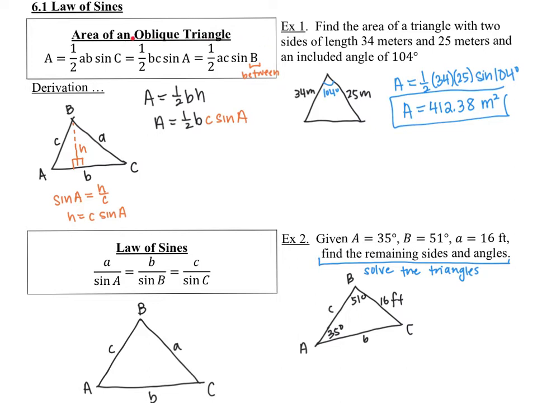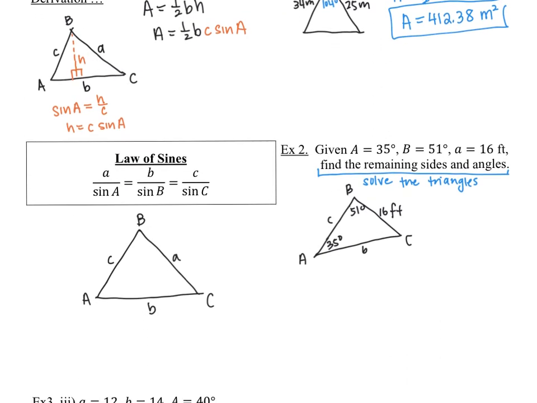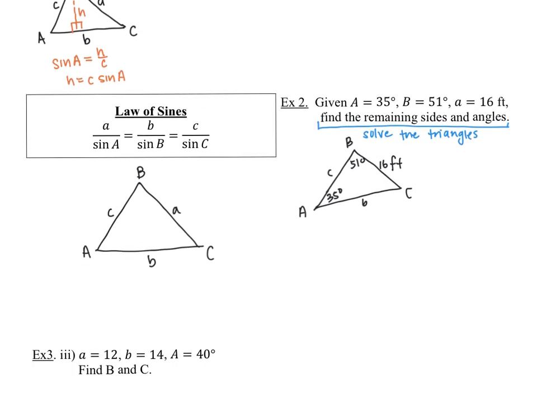If I set them equal to each other, the halves would cancel, the c's would cancel, and I would have b sine a equals a sine b. Now, if I divided the sines to the opposite side, I would end up with a over sine a equals b over sine b, which I could also, if I use the other equation, make it c over sine c. So this ratio is always true. It is also true that the reciprocal is true. So if it's more convenient to make it sine a over a equals sine b over b, which equals sine c over c, you could also do it like that.